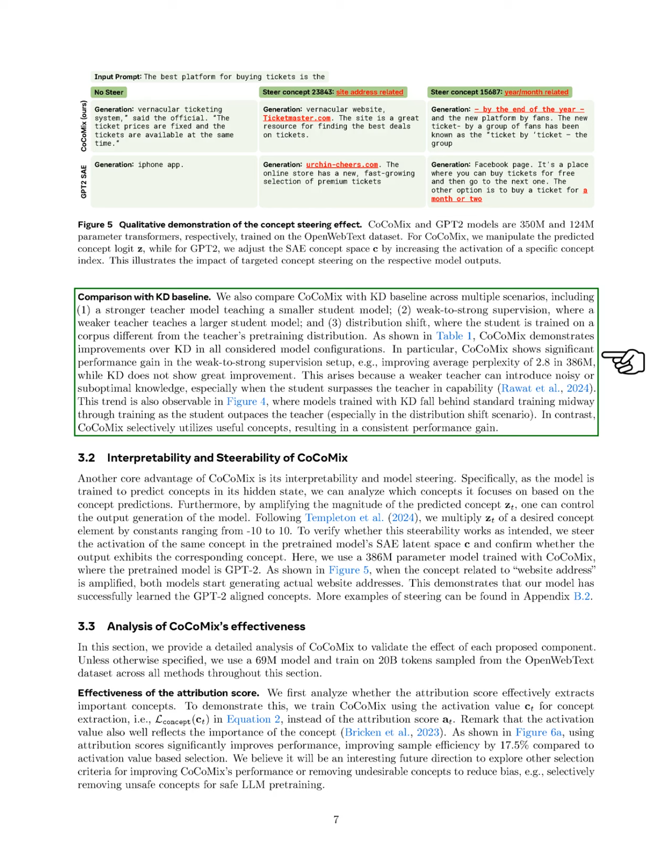In our comparison with knowledge distillation, we observe that CoCoMix outperforms it across multiple scenarios, including when a stronger teacher model instructs a smaller student model, in weak to strong supervision, and when there is a distribution shift. CoCoMix shows significant improvements, particularly in weak to strong supervision, where it enhances average perplexity while knowledge distillation does not yield substantial gains. This is likely because a weaker teacher may provide noisy or suboptimal knowledge.